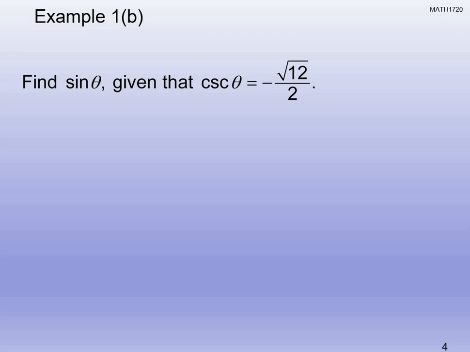We want to find sine of theta, and we're given cosecant of theta equals negative square root of 12 over 2. We should know that sine and cosecant are related to one another, right? So I can literally just flip this one, but then we have to rationalize that denominator. So this becomes negative 2 over radical 12, and then we have to rationalize the denominator like we did in the last example.